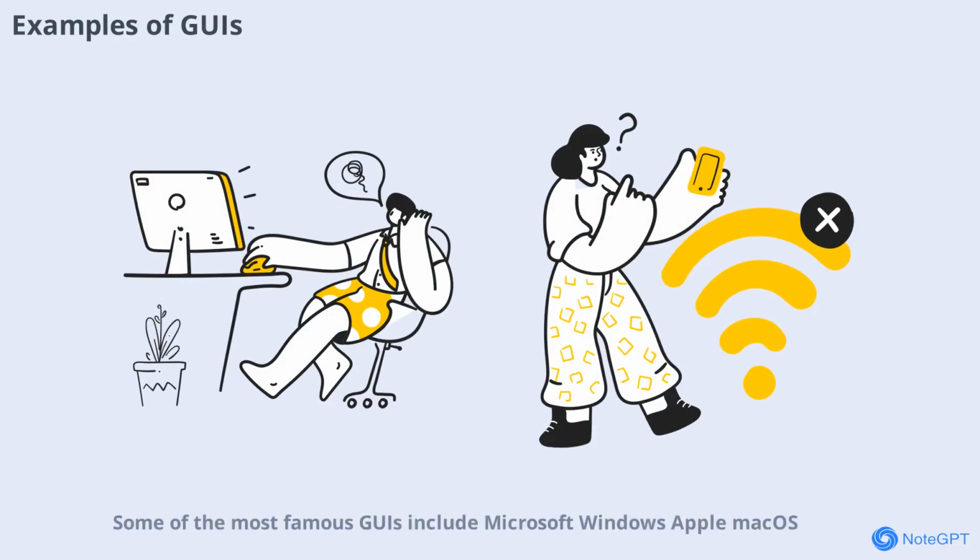Some of the most famous GUIs include Microsoft Windows, Apple macOS, and various Linux desktop environments. Each has its own style and features, but all share the same goal: making computers easy to use. Even smartphones and tablets use GUIs like Android and iOS to provide a smooth and intuitive experience.